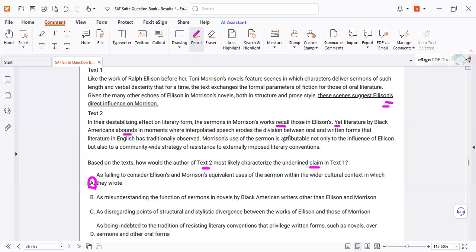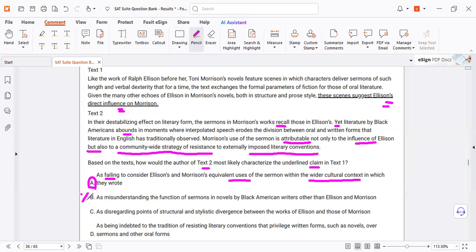Morrison's use of the sermon is attributable, it means influence, attributable not only to the influence of Allison, but also to the community-wide strategy of resistance to externally imposed literary conventions. So is it only the direct influence on Morrison? Wrong. So that means failing to consider Allison's equivalent uses within a wider cultural context. Wider cultural context means community-wide strategy of resistance, community culture, right?